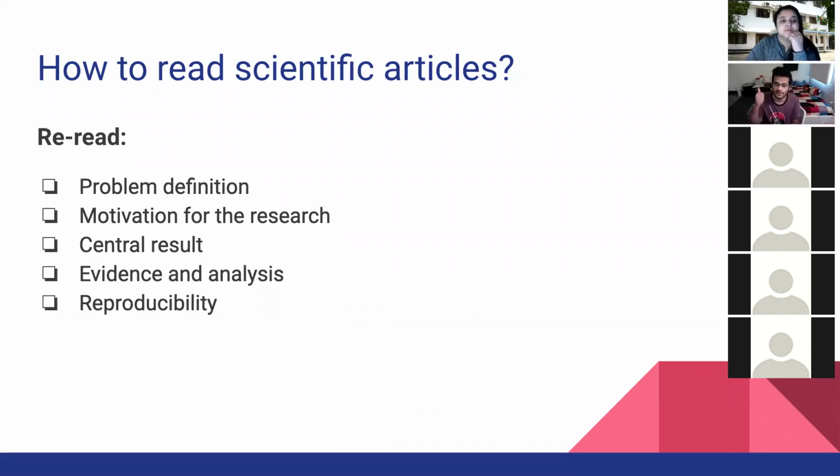So once you define the problem and the motivation for this research, next comes the central result. So a paper, what's the main claim, or what's the main result from this paper, right? So that's important, and that's what you need in a single sentence, or in two sentences. You should identify what this study claimed to have solved, right?